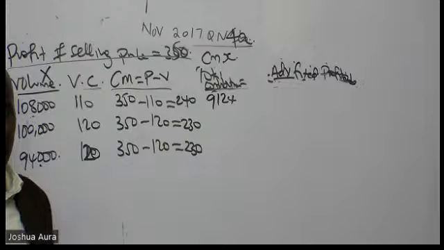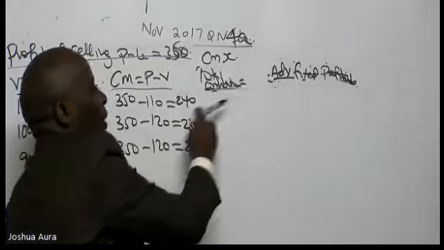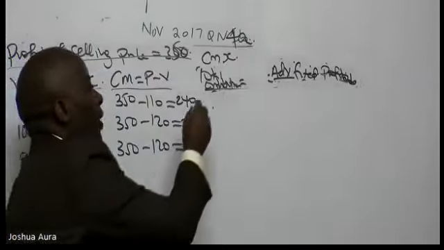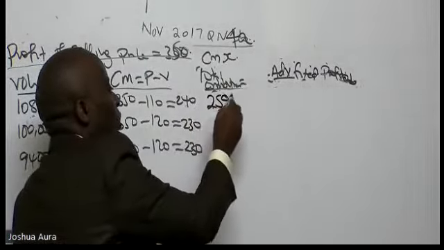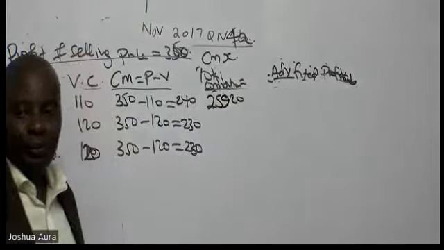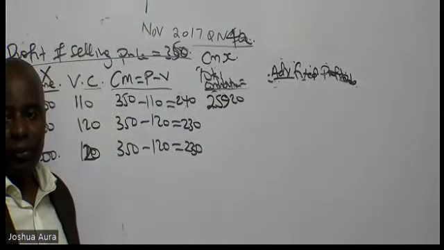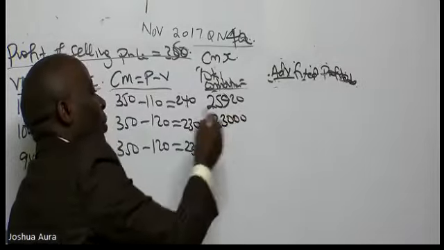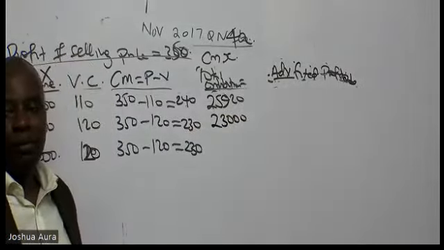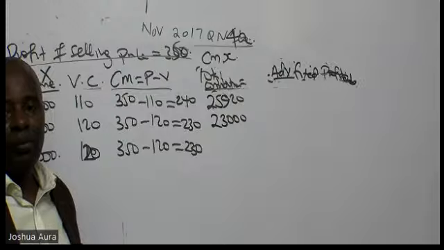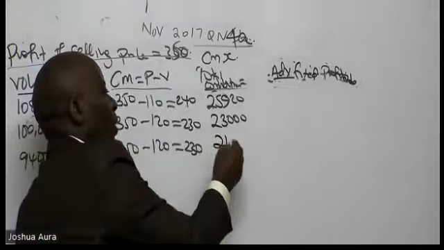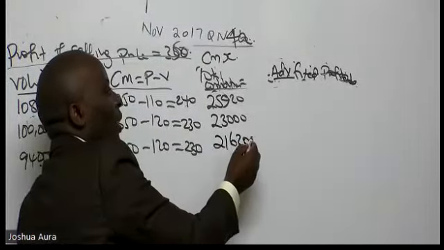Nope, that figure is not correct. The first one, I'm being reminded there, is 25,920. The second one is 23,000. How about the third one? The third one is 21,620, like that.